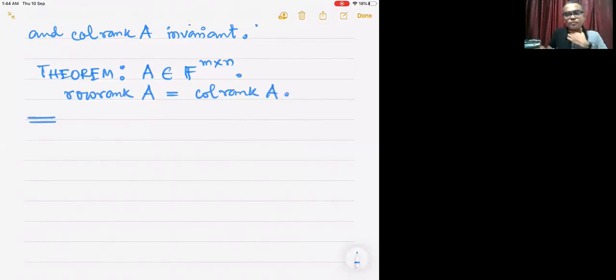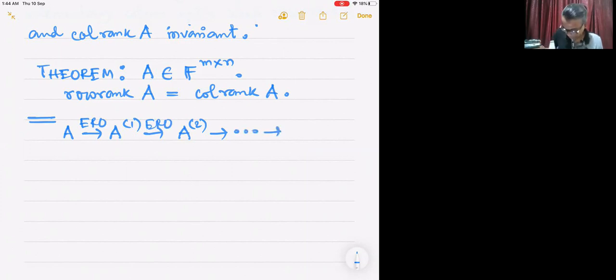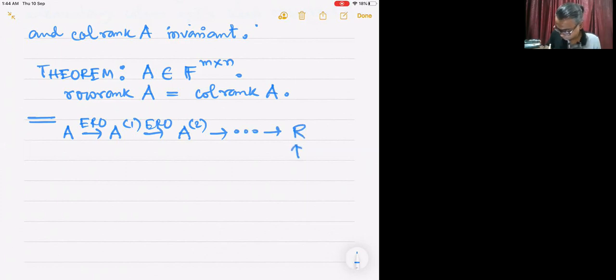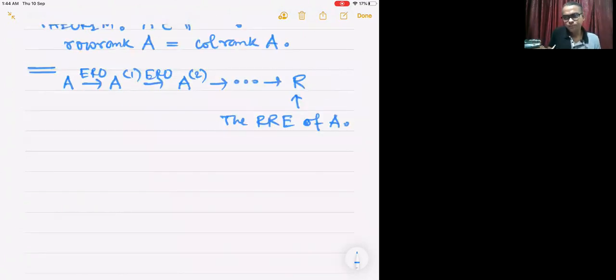How do we prove this? Notice, we start with A and we do elementary row operations like we have done before. So these are all elementary row operations, and we continue doing this till we get to the matrix R. And this R happens to be the row reduced echelon form of A. Okay.